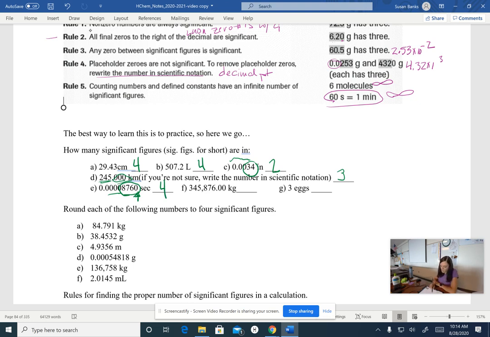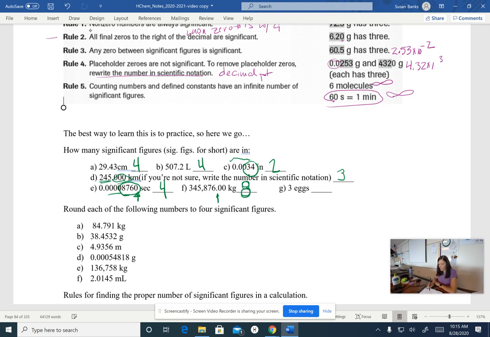In F, I've got a decimal point. And that decimal point makes the zeros to the right after the non-zero numbers significant. So I have 3, 6, plus 2 more. I have 8 digits in that number that are significant.